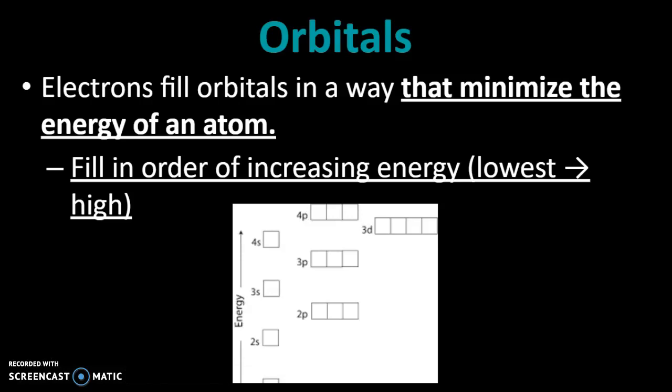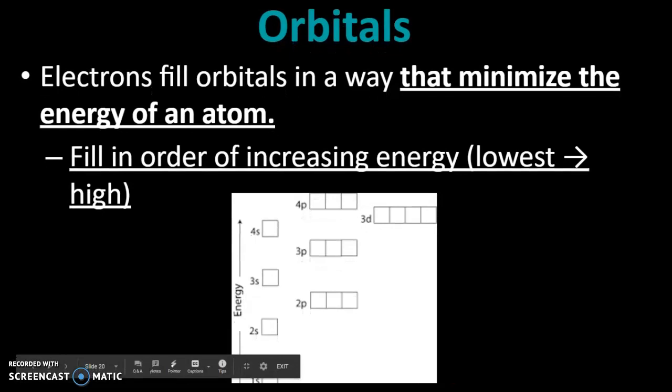So, orbitals. Electrons fill orbitals in a way that minimizes the energy of an atom. There is a specific order that electrons have to follow in order to minimize the amount of energy. And why do they do this? It's because saving energy creates stability. And if it's high energy, that means that atoms are unstable and will react more spontaneously. So that's not a good thing.